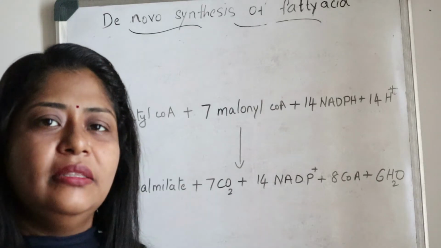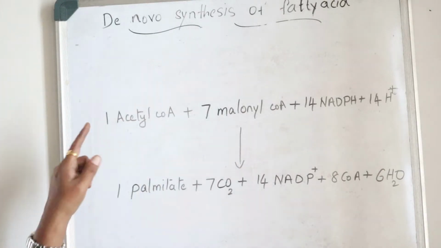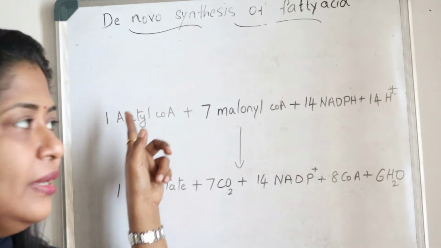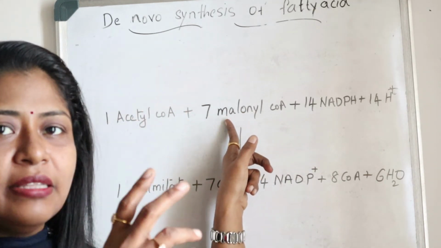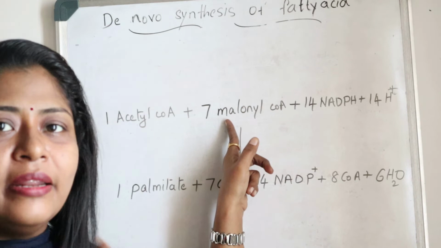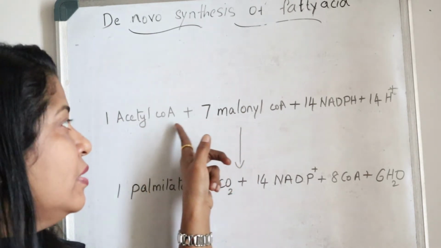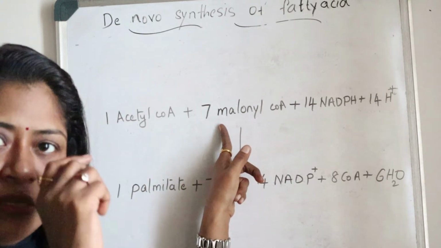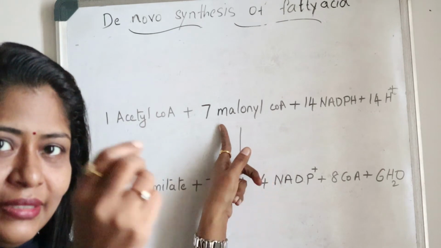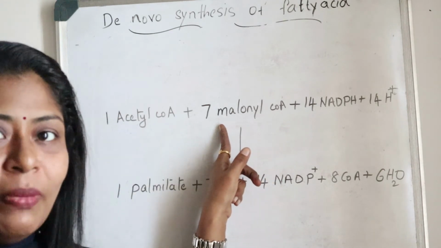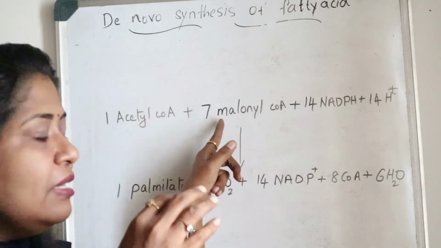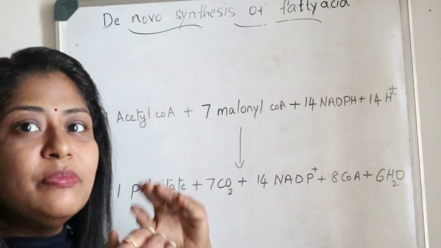So as a summary, the net reaction is like this, that is 1 acetyl-CoA and 7 malonyl-CoA, in the sense that I already told you these 2 carbons are added as malonyl-CoAs. So that is 7 malonyl-CoA, that is 2-carbon acetyl-CoA that is converted to malonyl-CoA in the first step. So each 2 carbons are added here as malonyl-CoA.